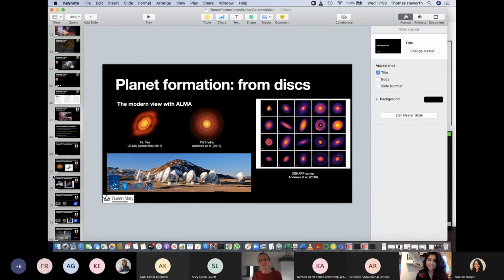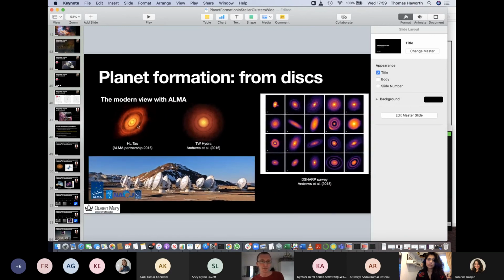Well, again, there are so many big instruments coming up. There's the Square Kilometre Array, which is mostly going to be used for cosmology, but can actually do things like look at larger dust grains in these disks, which are the next building block up towards planets. So yeah, there are other very big telescopes.